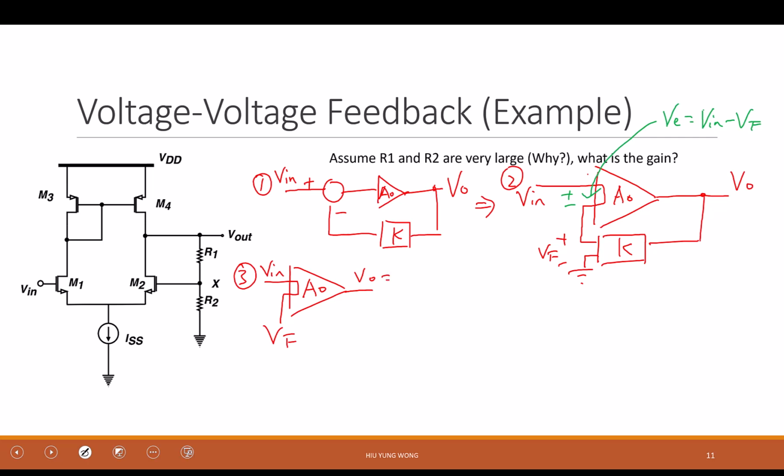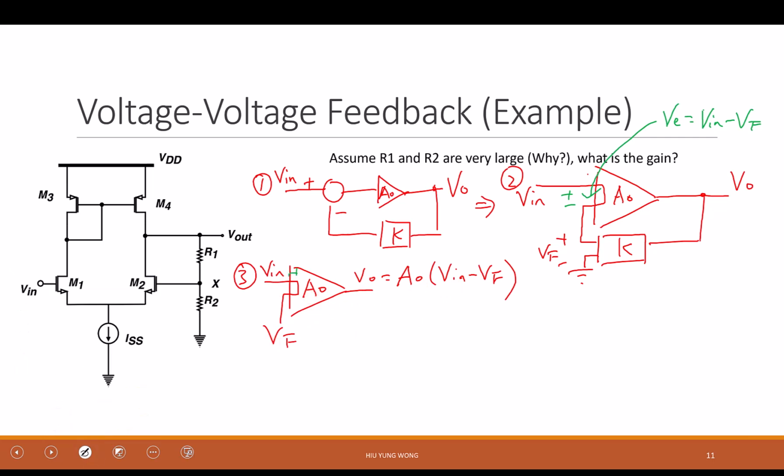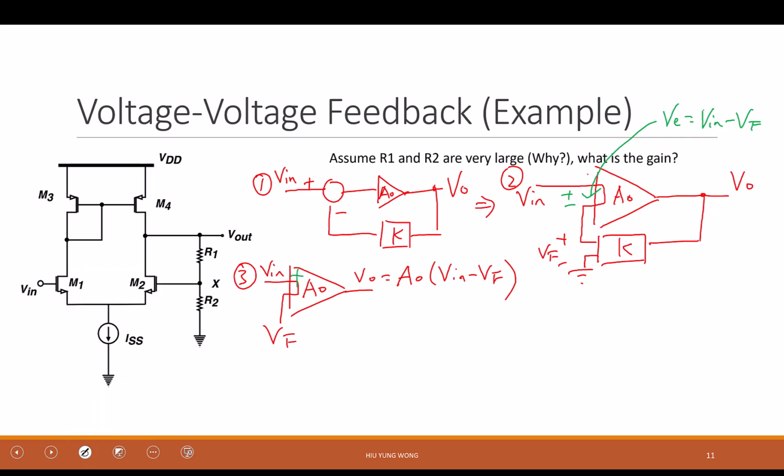V out equals A0 times V in minus VF. Correct? This is just an operational amplifier you learned in lecture 1. A0 times V in minus VF, right? One is plus. Maybe I should make it clear. Maybe this is plus. This is the plus terminal. This is the minus terminal. V out equals V in minus VF times A0, right?